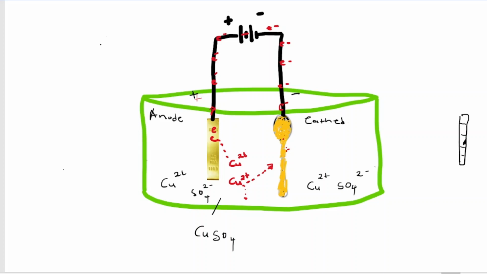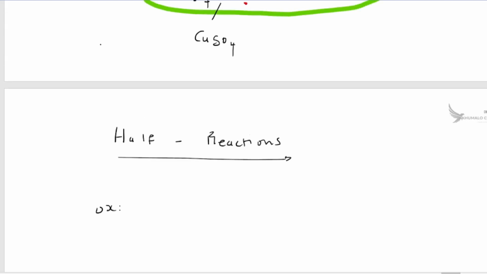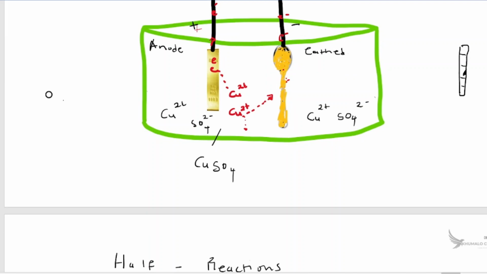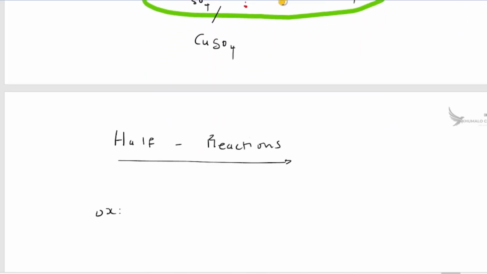I think that's the most important thing. Okay, now let me show you the half reactions. The half reactions for electroplating. Okay, so with our half reactions, we always have our oxidation part. And if you look at this part now, the oxidation, what is being oxidized? It is copper. So copper is being oxidized.